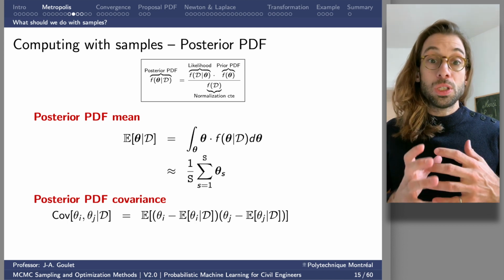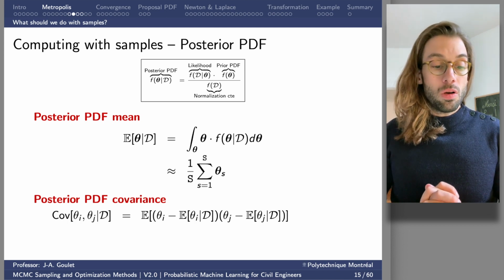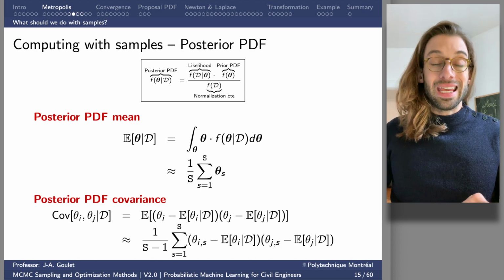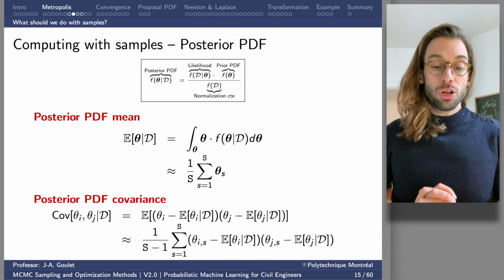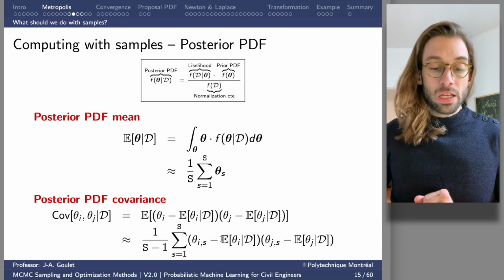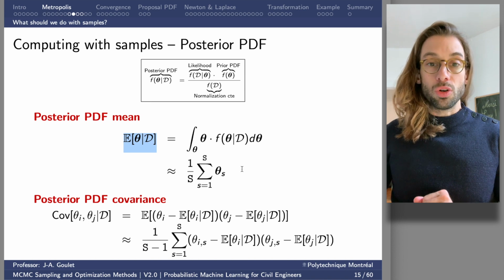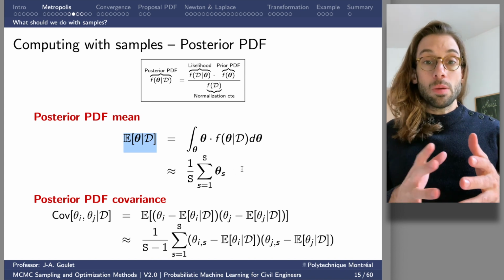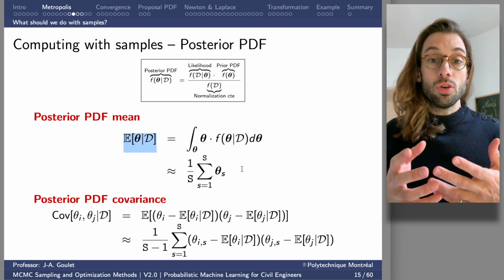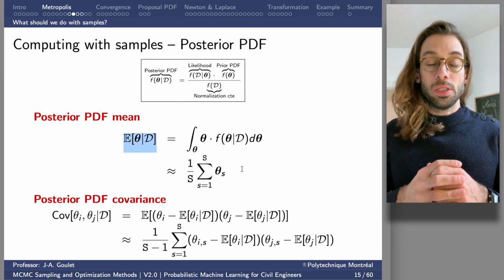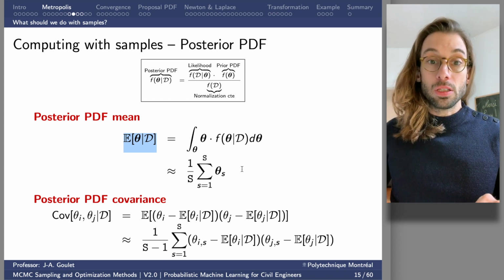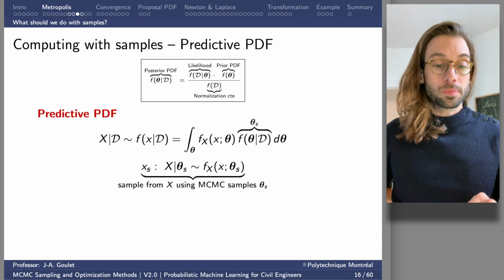If you want to obtain your posterior covariance, you're simply going to calculate the empirical covariance of your samples, where the expected posterior values are already approximated here by your empirical average of the samples. So once you've obtained your samples with MCMC, it is trivial to calculate the expected value of your posterior and the empirical covariance matrix as well.